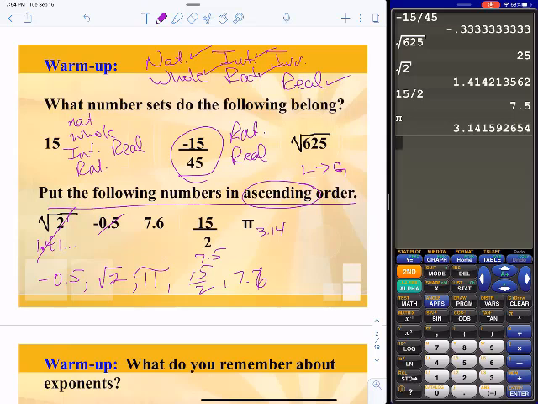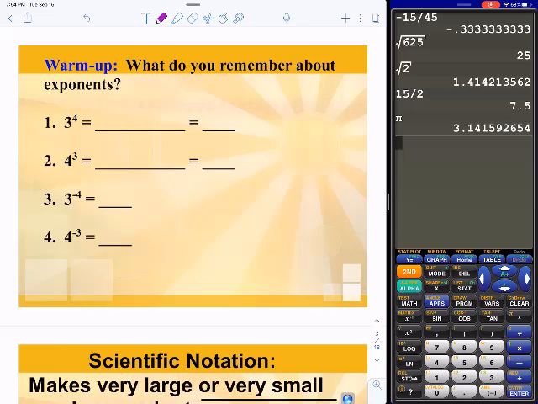Okay? So we need to remember the vocabulary word ascending and descending. Ascending least to greatest, descending greatest to least. Okay, so let's see if we can do a couple things here. In order for us to be able to understand scientific notation, we have to understand exponents. So we need to understand what this means right here.